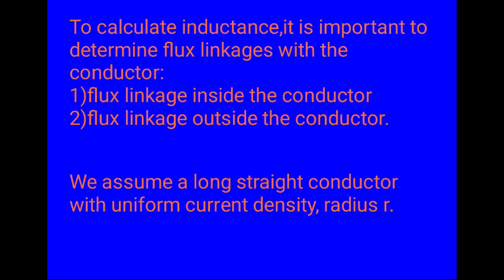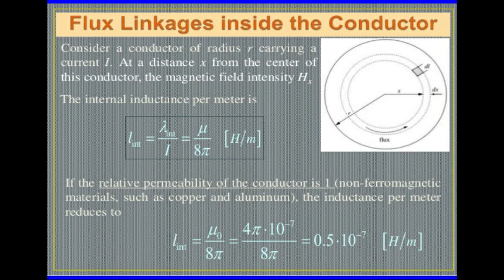So, due to flow of current, there will be a magnetic field, and this field cuts the conductor. We assume a long straight conductor with uniform current density and having radius r. Now the flux linkage inside the conductor. We consider a conductor of radius r which carries a current of I ampere at a distance x from the center of this conductor. The magnetic field intensity is H.